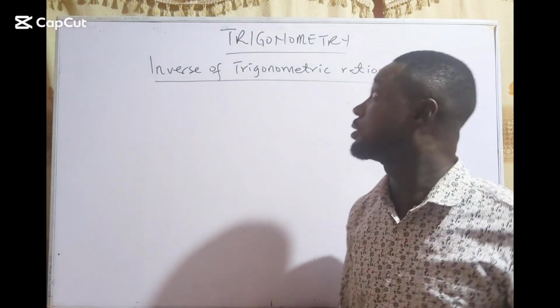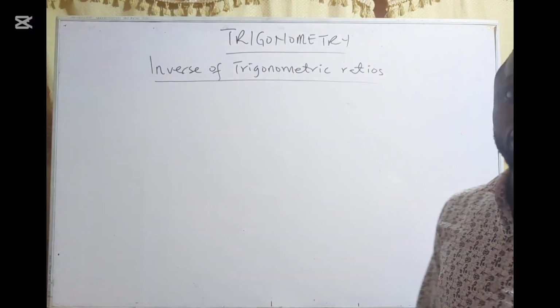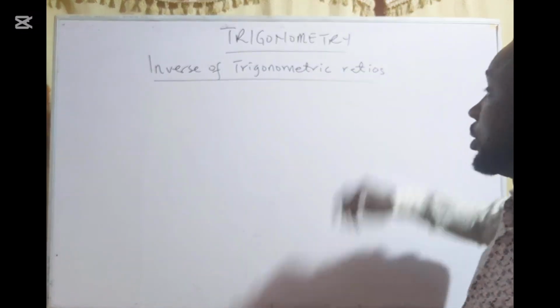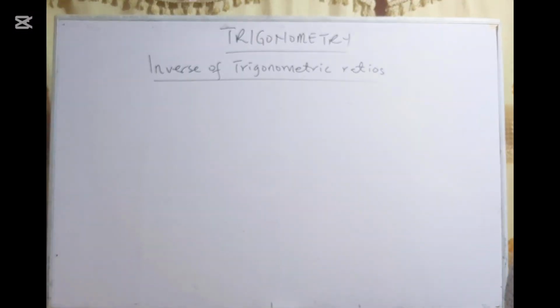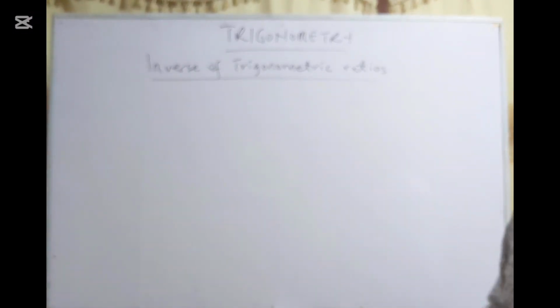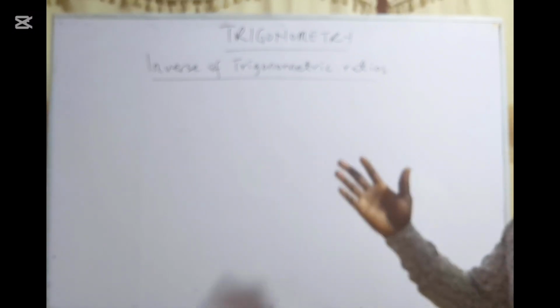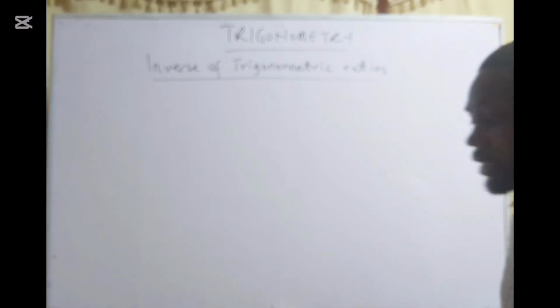Welcome to our class on trigonometry. Today we are going to look at the inverse of trigonometric ratios. Under the inverse of the trigonometric ratio, this is where we are going to find the actual value of the angle of a given trigonometric ratio, whether it is sine, cos, or tan.